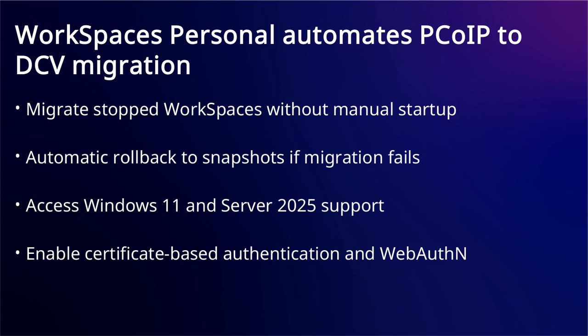If a protocol modification fails, the system automatically rolls back to the pre-migration snapshot, returning the workspace to a known healthy state. Once migrated to DCV, you gain access to broader operating system support including Windows 11 and Windows Server 2025. You can also implement certificate-based authentication and WebAuthn redirection for enhanced security. These capabilities enable you to perform bulk migrations with minimal manual intervention, reducing the time and effort required for large-scale protocol transitions.